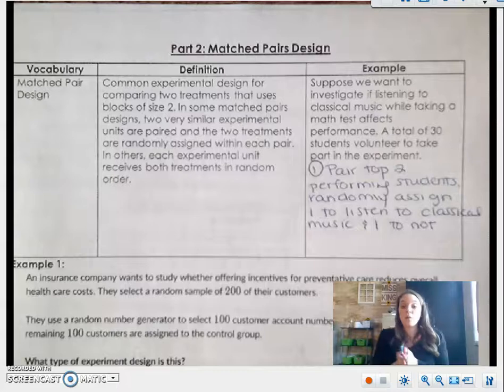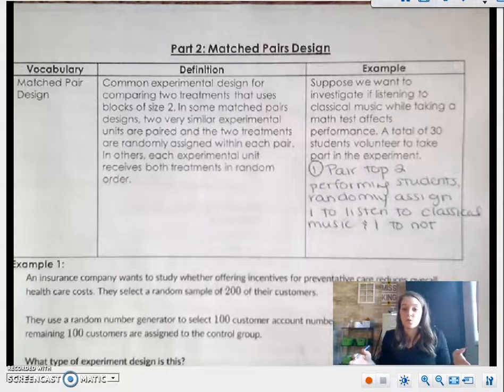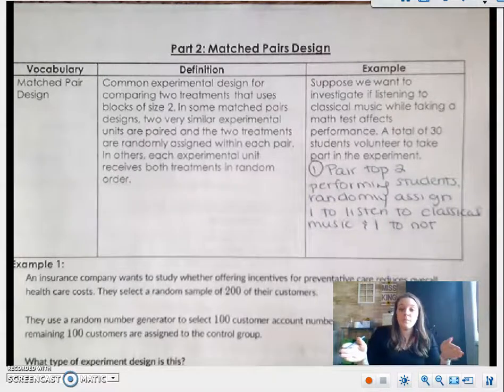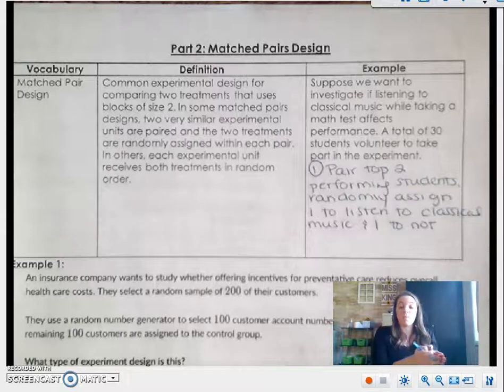So I would take my top 2 students, so we have a class size of 12, but in this it says a class size of 30. So I would take my 30 students, and the 2 students with the highest grade, I would pair them up together. We would do a coin flip. Whoever got heads would listen to classical music. Whoever got tails would not listen to classical music. Then I would take student 3 and 4. Do a coin flip. Heads, listen to classical music. Tails, not listen to classical music.